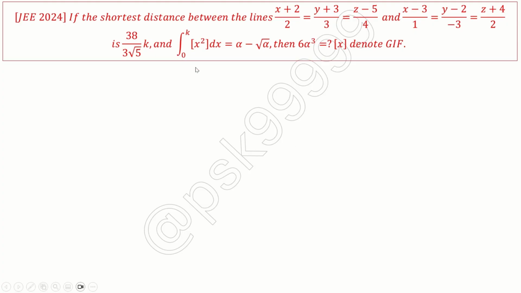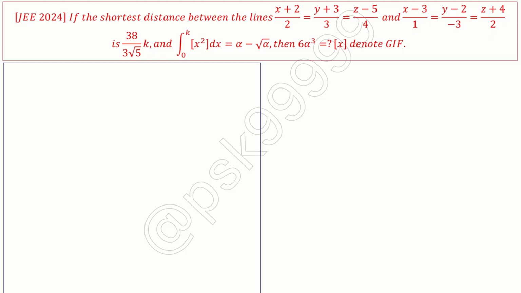Okay, another GIF problem here. This we have solved before. This is simple. The only thing is to find out this 3D geometry problem. That is the only thing, from where you get k, correct? So you should remember your 3D geometry solution for this. This is a very basic question from 3D geometry.